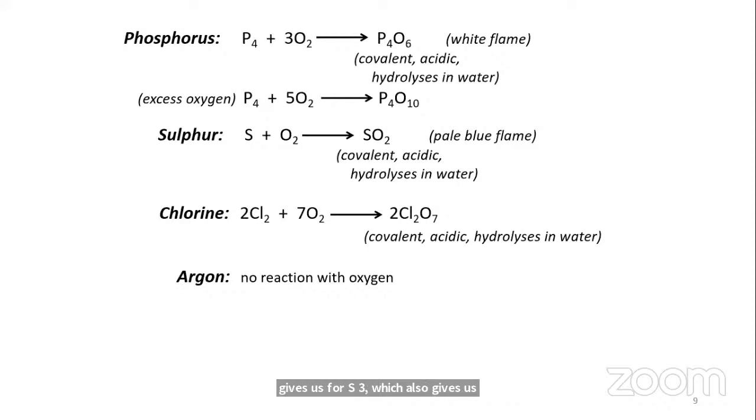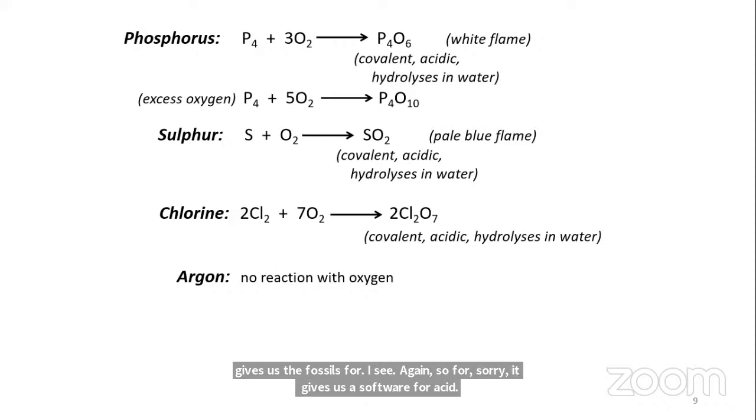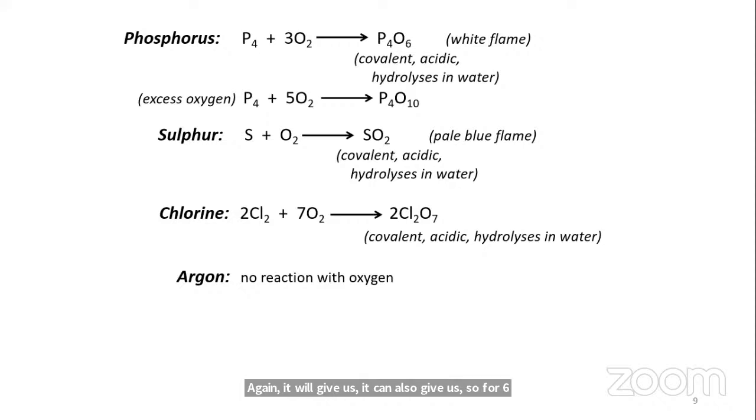In the case of sulfur, sulfur reacts with oxygen. It gives us the sulfur 4 oxide, which burns with a pale blue flame. That compound is covalent. It is acidic. It also hydrolyzes in water to give us the sulfur 4 acid. Again, it can also give us sulfur 6 oxide. So sulfur, like phosphorus, can react with oxygen to give us oxides with variable oxidation state. What we have here is sulfur 4 oxide, which gives us the trioxosulfate 4 acid, or if it forms the sulfur 6 oxide, SO3, in excess of oxygen, it will give us the tetraoxosulfate 6 acid, H2SO4.